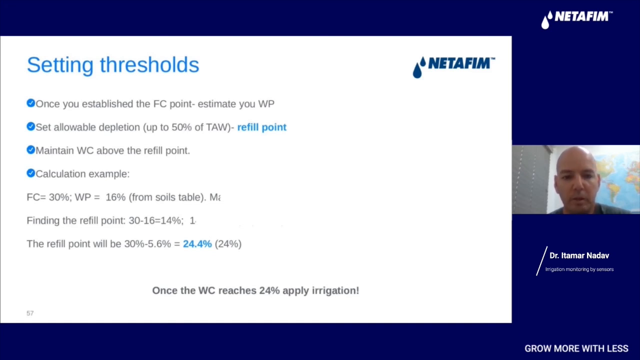So every time the water content reaches 24%, I apply irrigation. And I'm looking at the upper soil sensor. Every time the upper soil sensor reaches 24%, I apply irrigation.